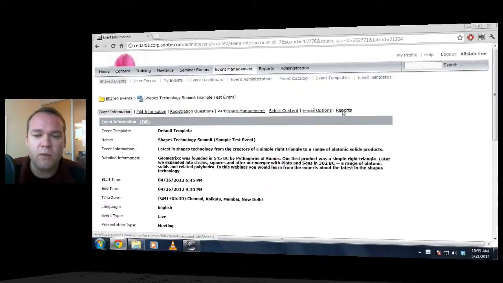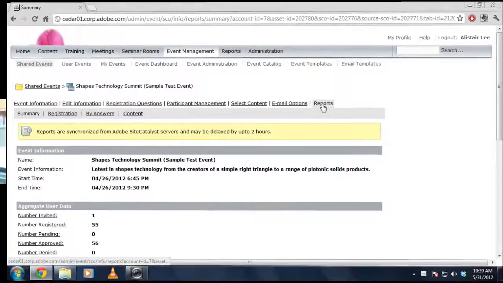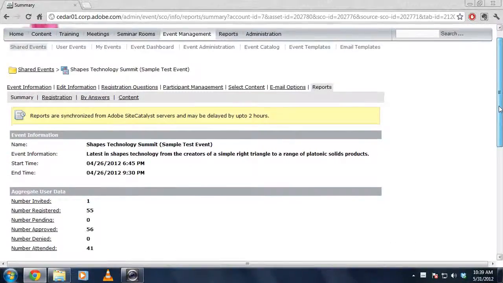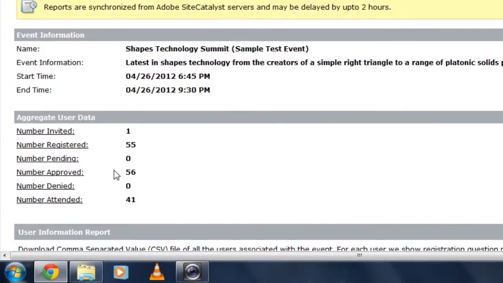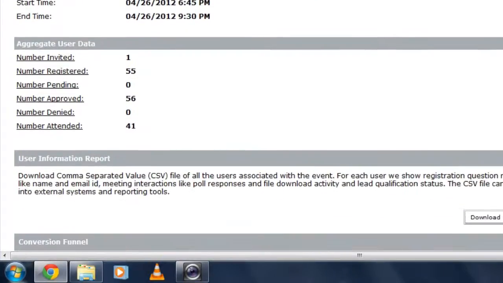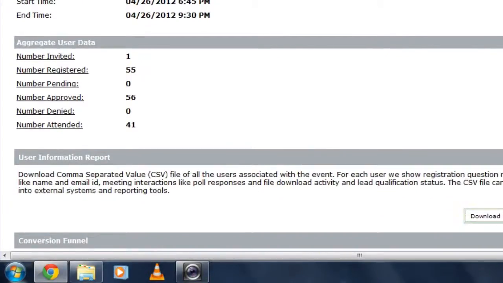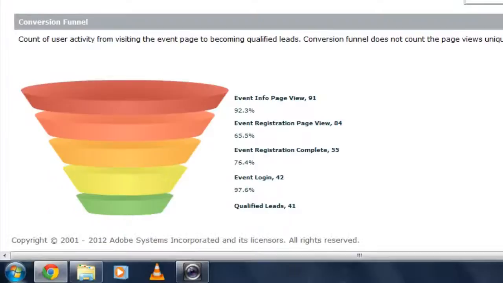I'm going to click on the Reports tab, and you'll see we've got some of the same reports we've had in previous versions. I've got all of my aggregate user data here to show me who's been invited, how many people registered, how many people were approved or rejected, and how many actually attended my event. I can certainly download all of that information, including the questions that people answered as they were registering for my event. But as I scroll down, you'll see a brand new conversion funnel.